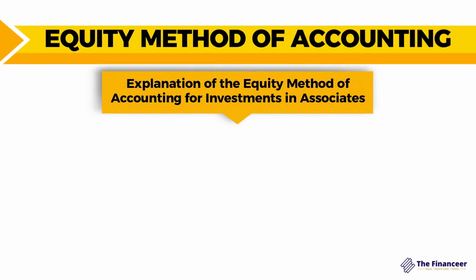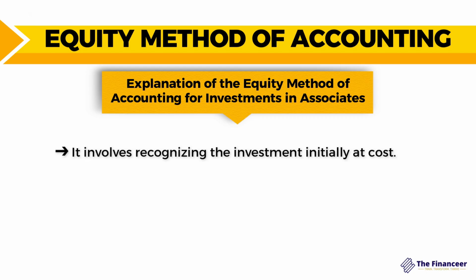Welcome to the third module of IAS number 28, where we are going to explore the equity method of accounting. The equity method of accounting under IAS number 28 includes the following. It involves recognizing the investment initially at cost, including any transaction costs as well.